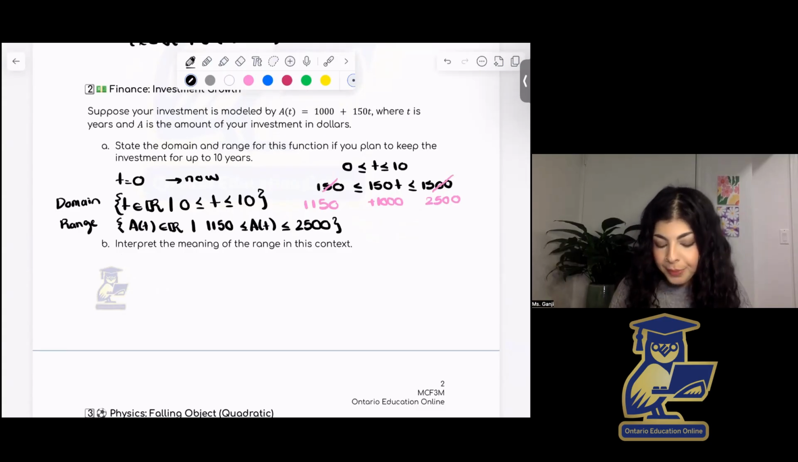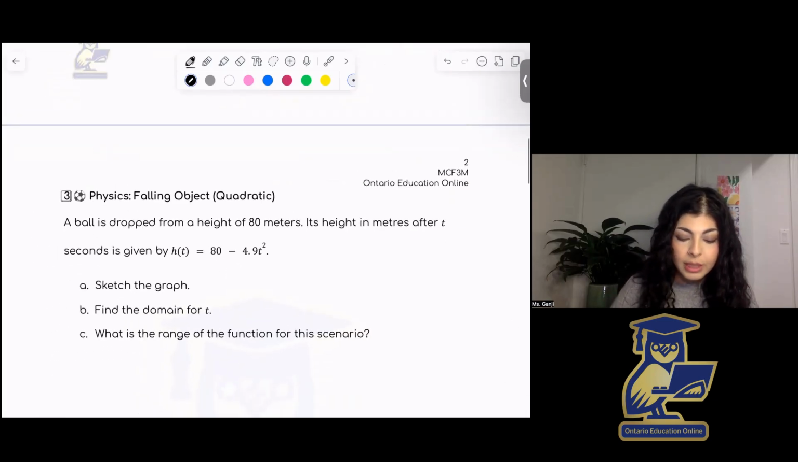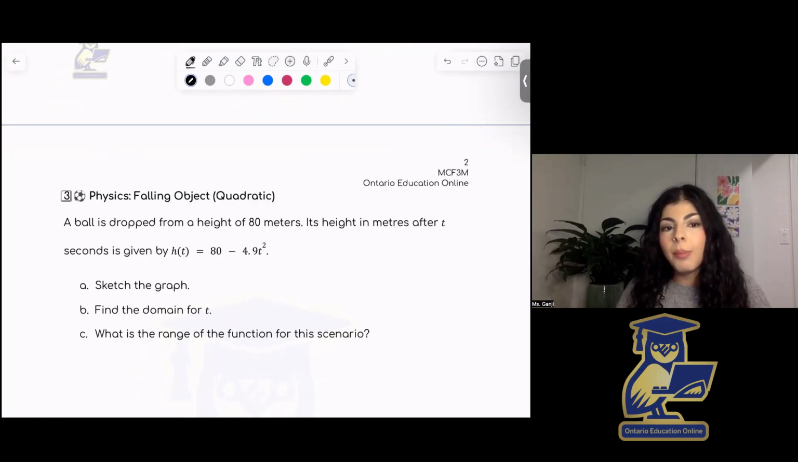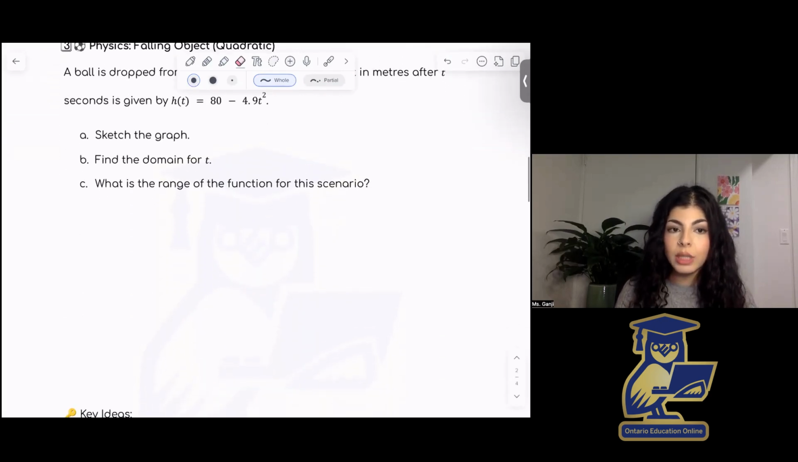Now let's look at another example, this time with physics and more falling objects. So here, a ball is dropped from a height of 80 meters, and its height in meters is given by h of t, where t is in seconds. So first, we're asked to sketch the graph. So take a moment here.